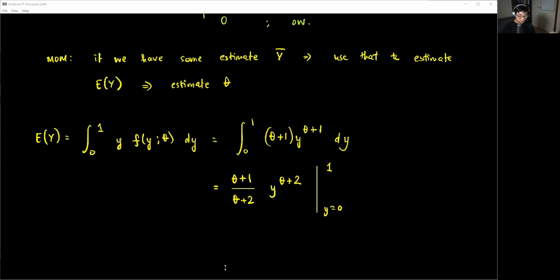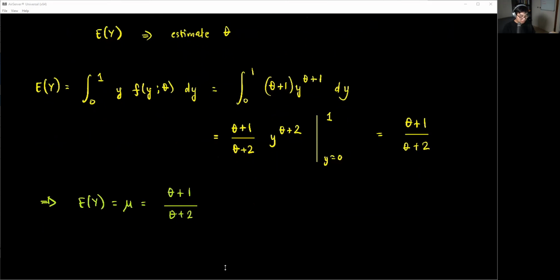I think we can all agree that this is equal to theta plus 1 over theta plus 2. So therefore, we can say that the expectation of y, which let's just call mu to make it easier to write, is theta plus 1 over theta plus 2.